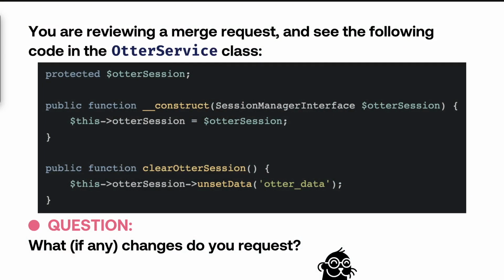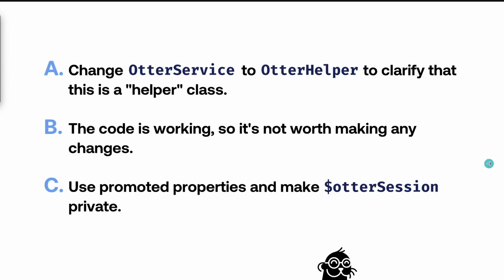So you are reviewing a merge request and see the following code in the OtterService class. And so we have this code snippet. And so after reviewing that code snippet, what, if any, changes do you request? And so we'll take a look at the possible answers. A, change OtterService to OtterHelper to clarify that this is a helper class. B, the code is working, so it's not worth making any changes. Or C, use promoted properties and make OtterSession private.